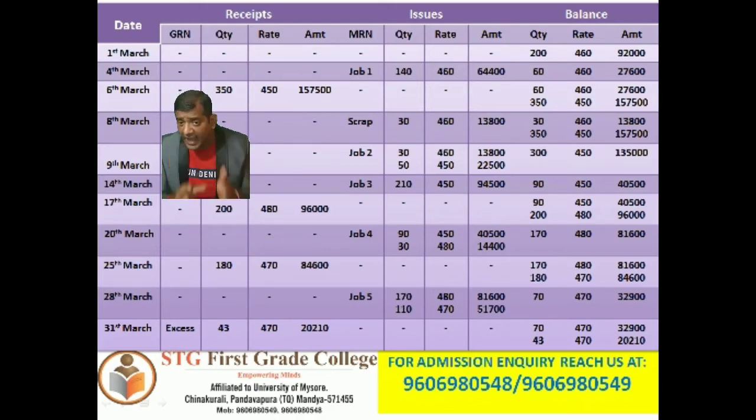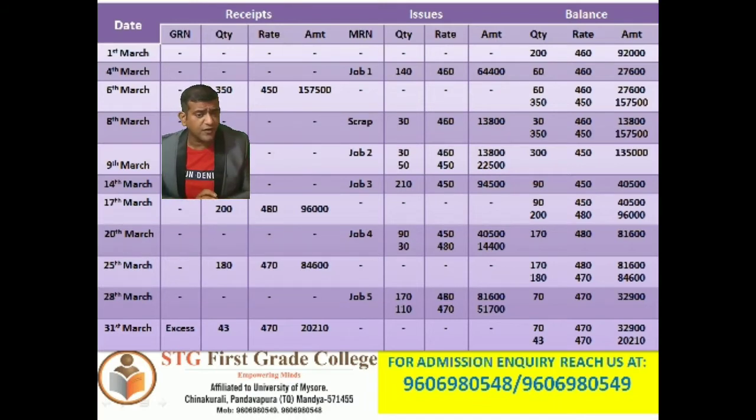22,500 is the amount. So now what will be the balance then? 350 tons minus 50 tons issued. So the balance is 300 tons at 450 rupees. So the amount comes to 1,35,000 rupees.